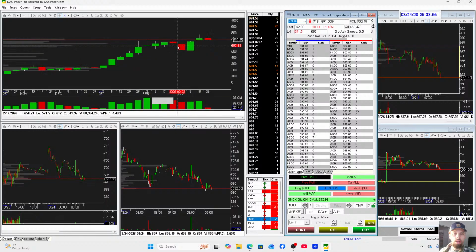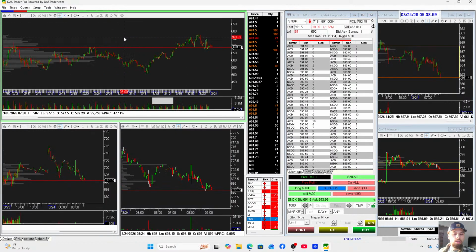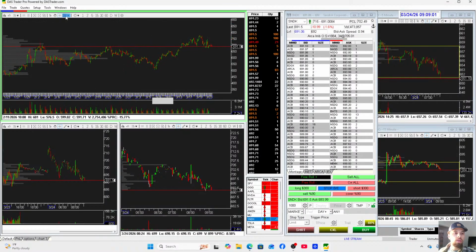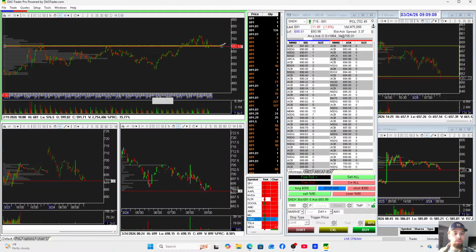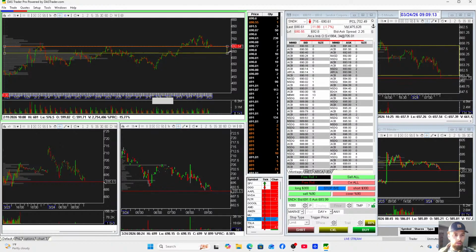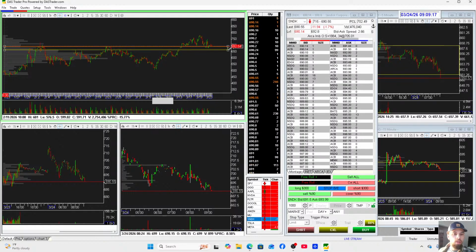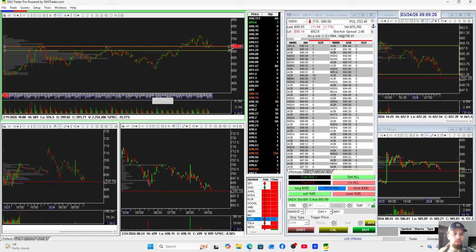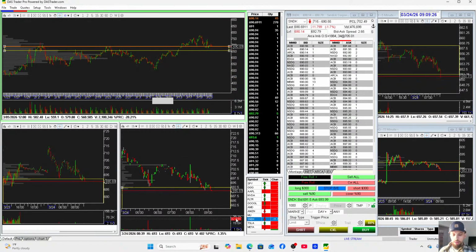SanDisk, SNDK, volume's dried up significantly. It's at a significant area of support right now. So it's a matter of if it'll lose that level or not. If it does, I would be targeting probably around 660. Seems to be the next area of liquidity.